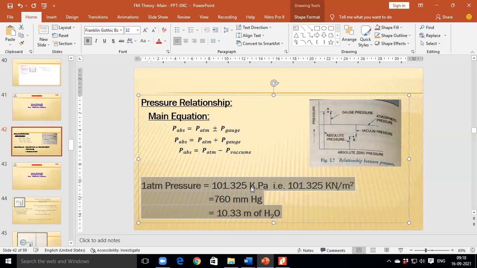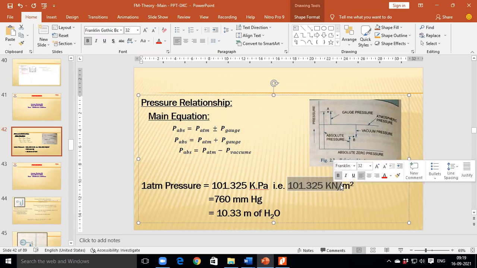Which one is the SI system unit out of these 3 conversions? Can anybody tell me? Kilonewton per meter square. Okay, the first one is the SI system unit. In SI system units, we need to consider this value.